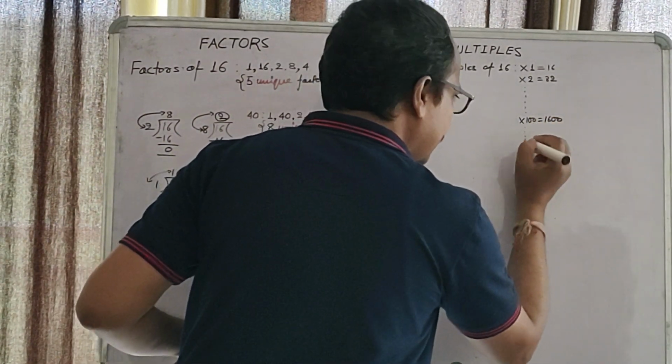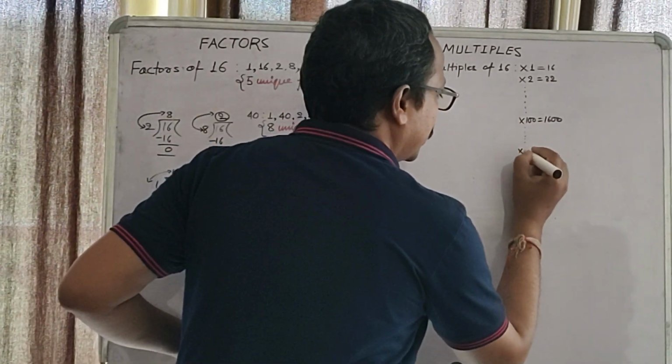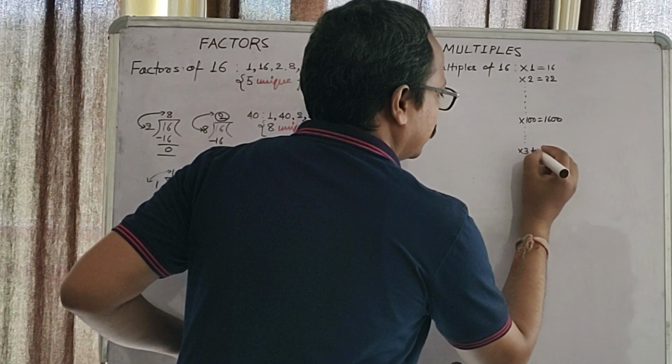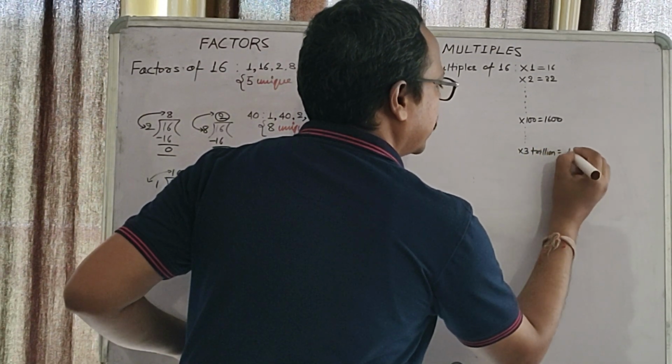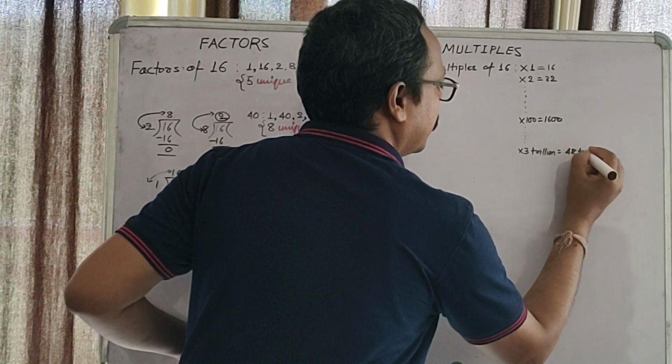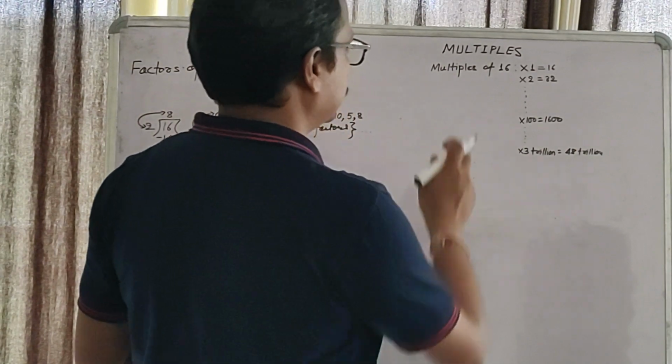You keep on multiplying it by million, billion, trillion. Suppose you go and multiply it by 3 trillion. What is the value? You will get some value, right? You will get 48 trillion. So this is also a multiple of 16.